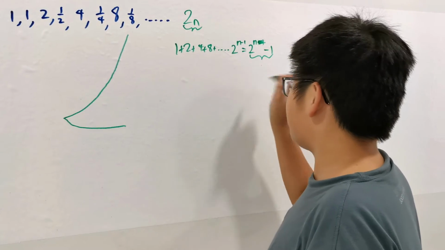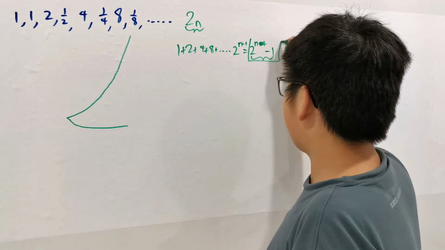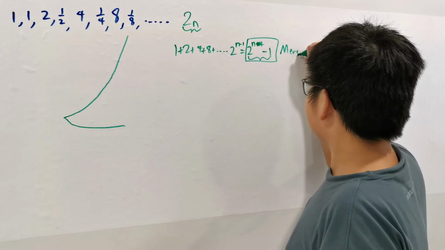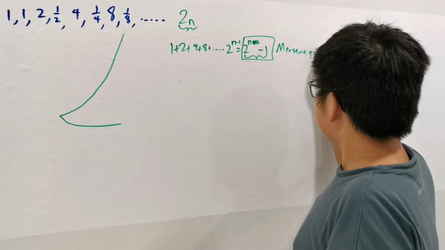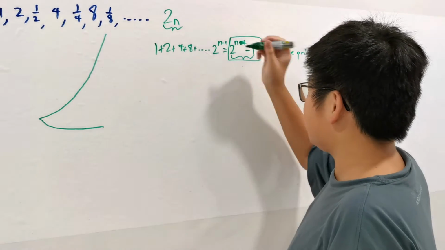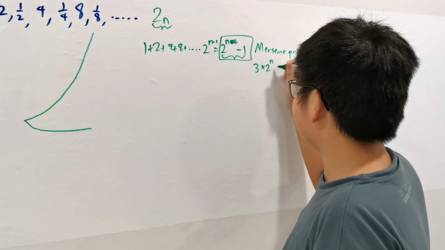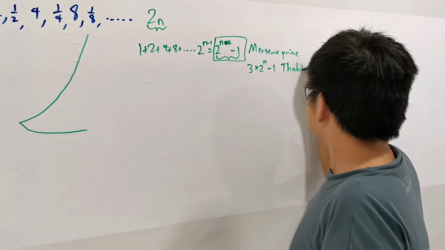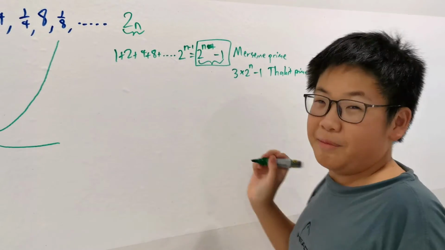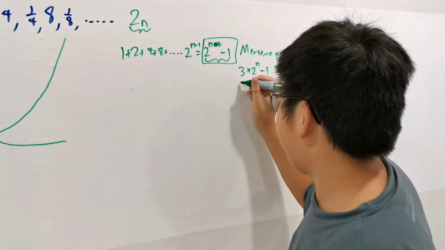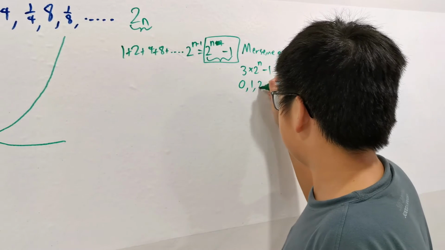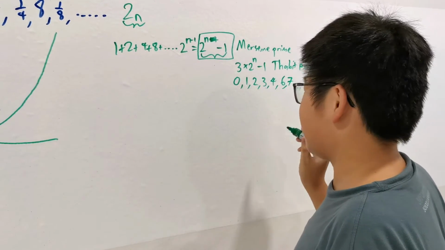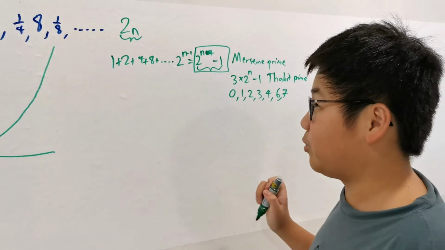By the way, if n is a prime and this number, this 2 to the power of n minus 1 is a prime, this is called a Mersenne prime. Let me write it down for you. And if you multiply 3 by 2 to the power of n, and then you subtract 1, it's called an atomic prime. Let me write that again. I got interested in atomic primes because of its structure, and when you sub n to be 0, 1, 2, 3, 4, 6, or 7, the result is always a prime. Go on, try it after you watch this video.